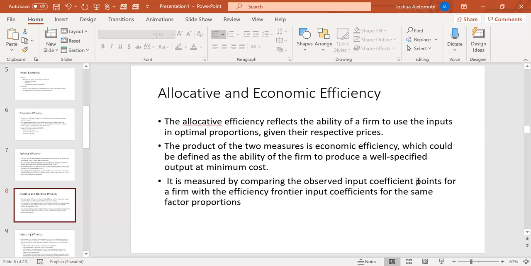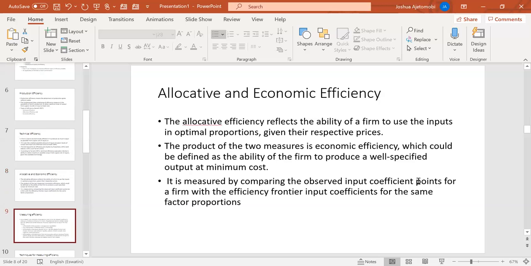But when you want to include allocative, then that reflects the ability of the firm to use input in optimal proportion, given their respective prices. So when you are now putting your prices into the equation, then you're getting allocative. Then the product of allocative and technical is economic efficiency, which is the ability of the firm to produce well-specified output at minimum cost.